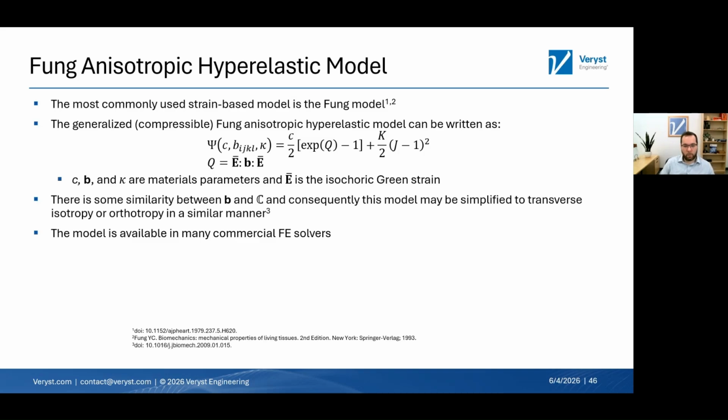Q is basically a double contraction of the isochoric Green tensor on either side of this fourth order B tensor. And this fourth order B tensor is very similar to an elasticity tensor. So in the same way that you can simplify an elasticity tensor down to transverse isotropy or orthotropy, you can do the same with the B tensor. This model is available in many commercial FE solvers. For instance, it's certainly available in Abaqus to my knowledge, and probably many other ones such as ANSYS. This is a very common model.